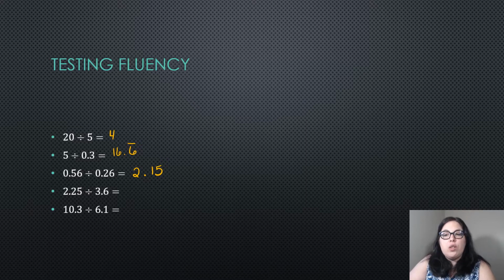All right, in the next one, I have 2.25 and I want to divide it into 3.6. Now, we didn't do one like this, so let's think about it. Actually, let's skip over it. Let's do the next one. This is one like what we did. 10.3 divided by 6.1. So I'm taking 10.3 candy bars and I'm putting them in groups of 6.1.